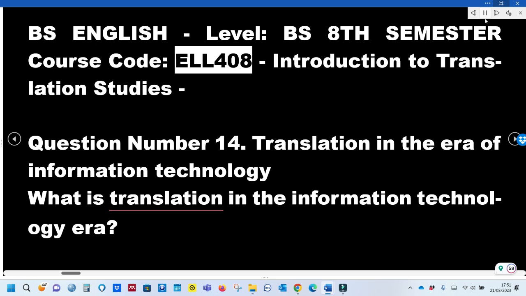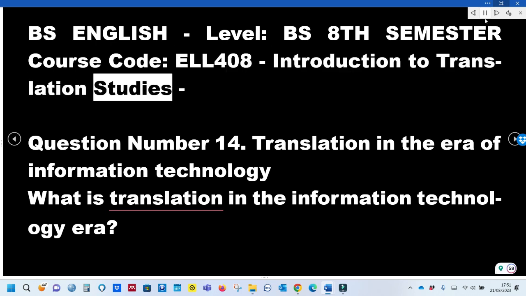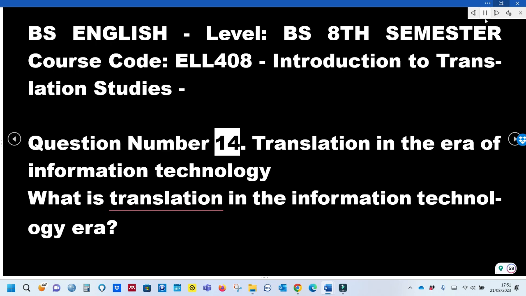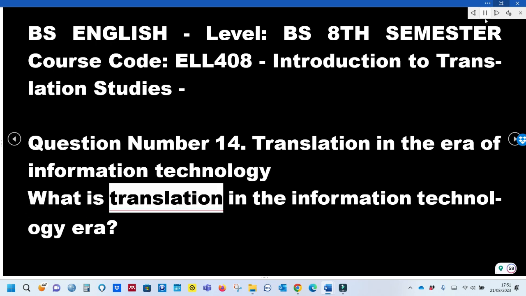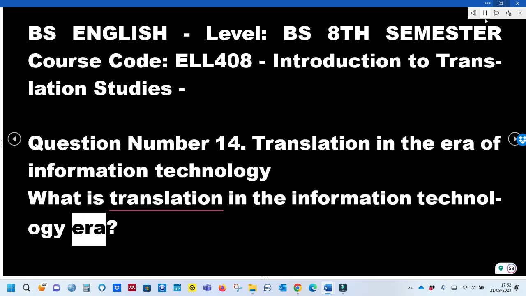Course Code ELL 408, Introduction to Translation Studies. Question number 14. Translation in the era of information technology. What is translation in the information technology era?